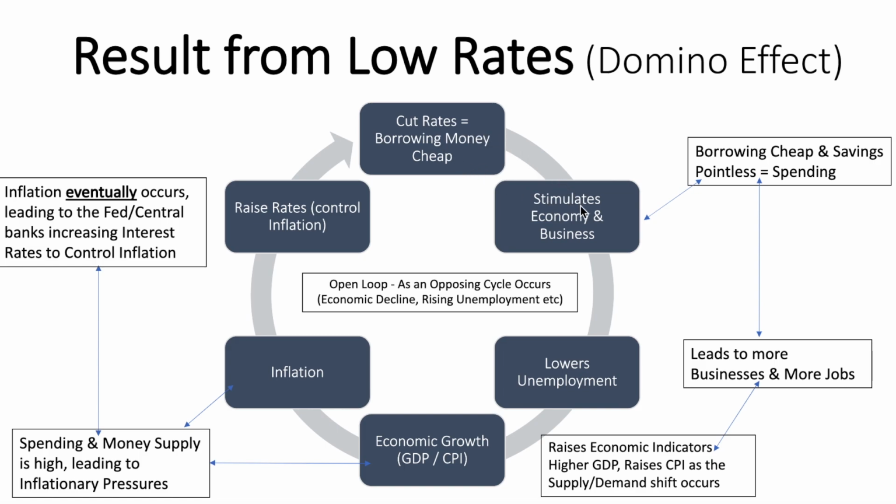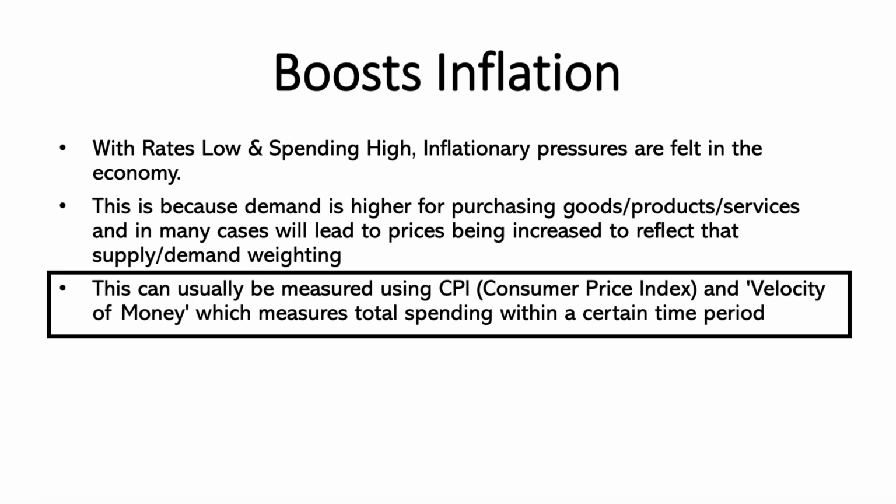where all this is basically stimulating the economy, and it's great, it's good for stocks, but all of that economic stimulus and spending, as well as the herding to equities, will eventually lead to inflationary pressures due to increased money supply and a demand shift, of which we've already seen and heard about in the current environment today. And we can usually keep track of this using the Consumer Price Index, or CPI, or velocity of money, which measures total spending within a certain time period.